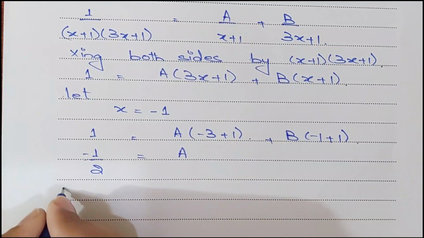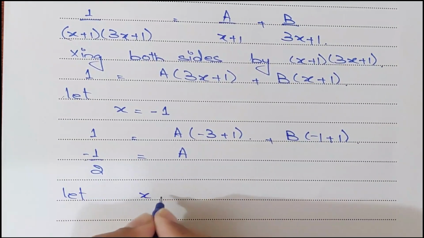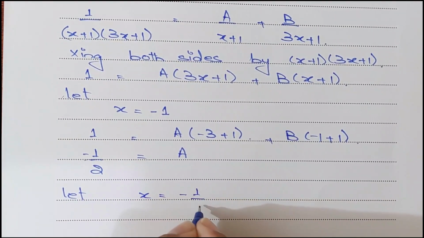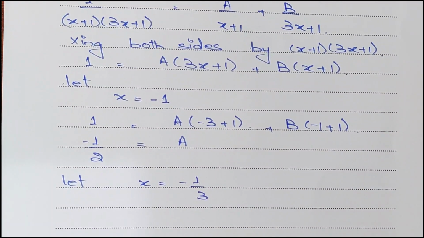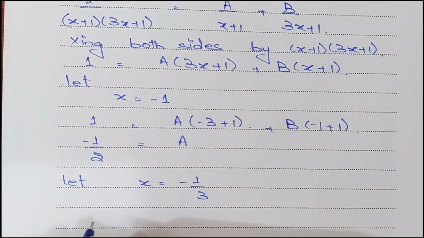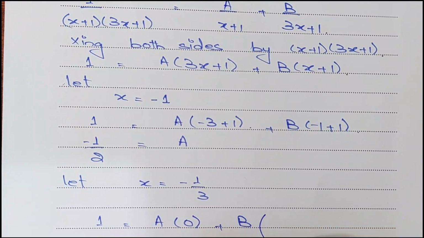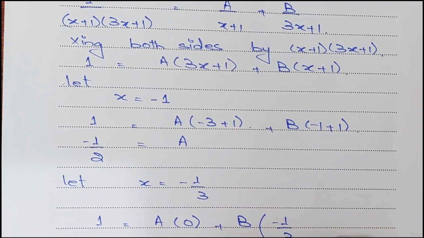Now the second factor, let x be equal to minus 1 by 3. Right, so when x is minus 1 by 3 put into this equation, we have 1 is equal to a, this is going to be 0, plus b times (minus 1 by 3 plus 1).